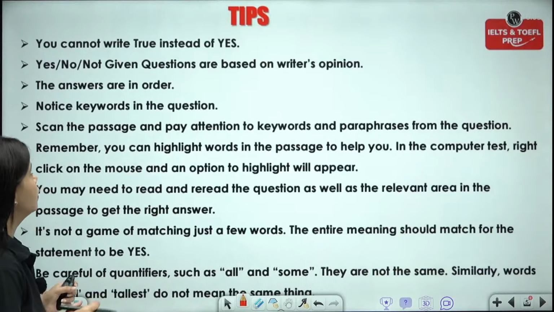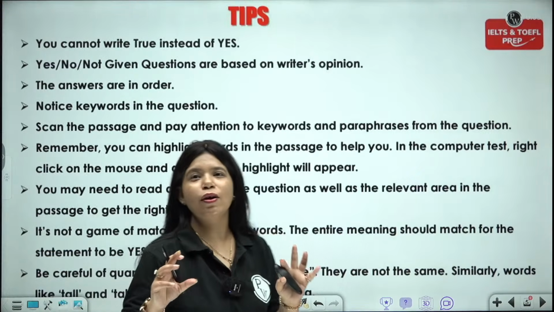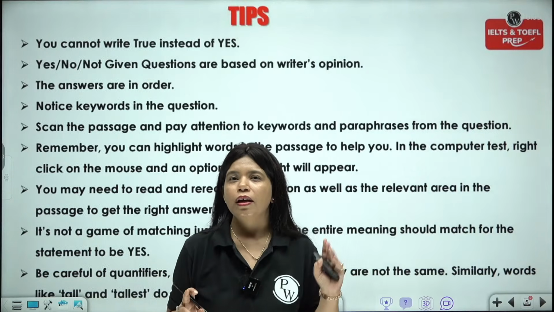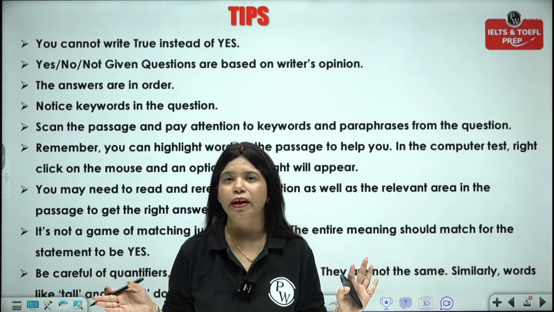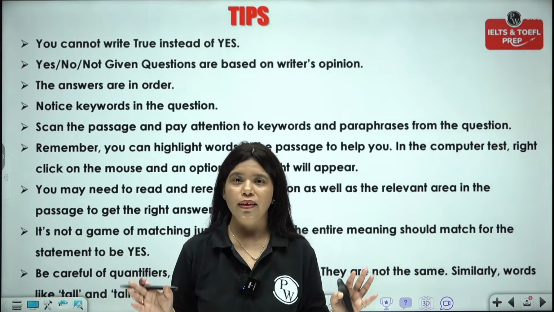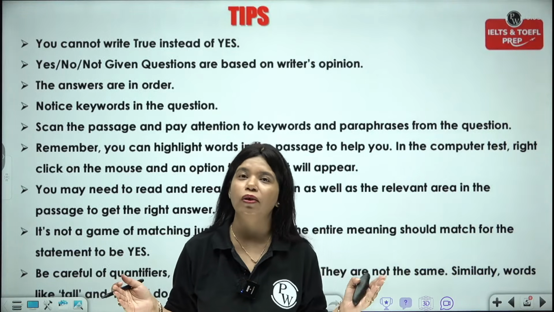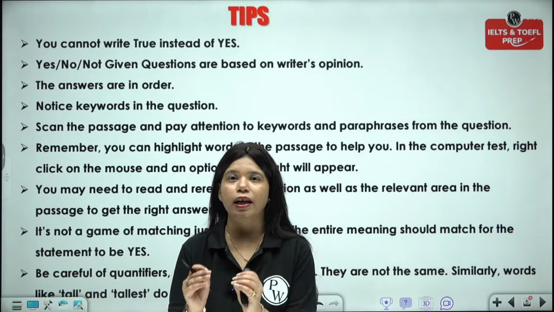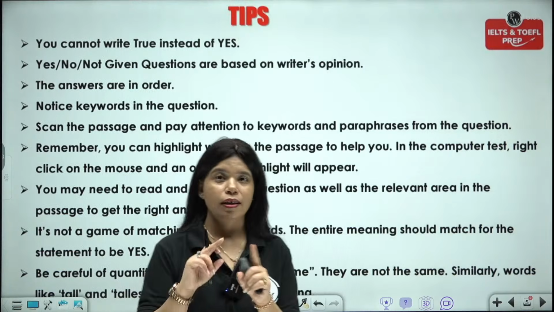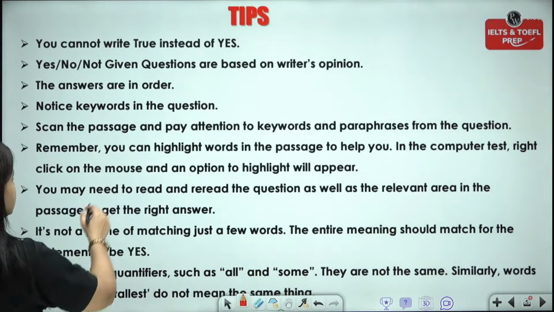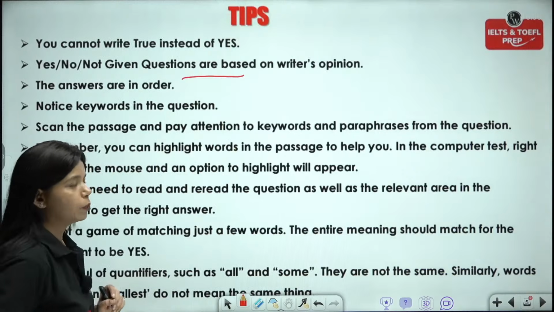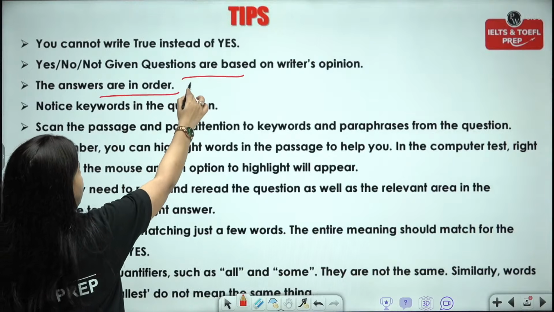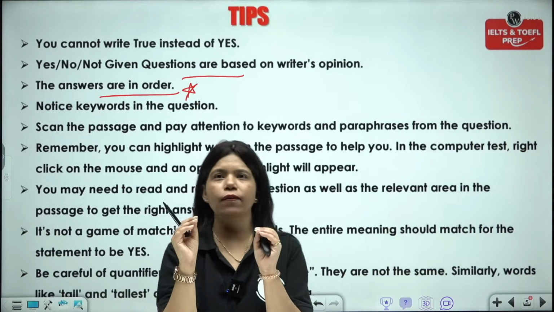Okay, tip number 1. Like I told you, true false not given is very similar to yes no not given, but please be careful on the day of exam. In place of true false, you cannot write yes no and vice versa. Vice versa means in place of yes no, you cannot write true false. So be very careful. If you get true false not given, write true false. If you get yes no not given, write yes no as your answers. Don't shuffle them. Then I'm saying yes, no, not given questions are based on writer's opinion, like I explained just now. And the answers are in order. This is very, very important.